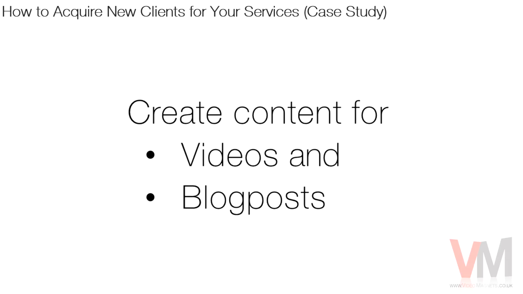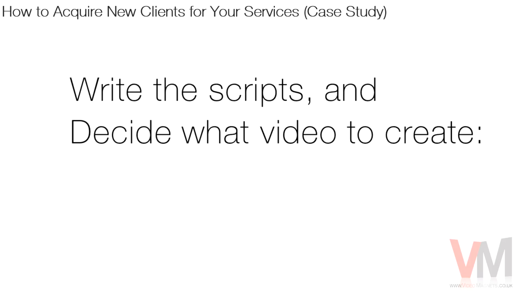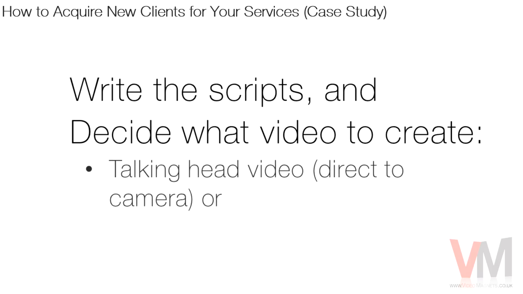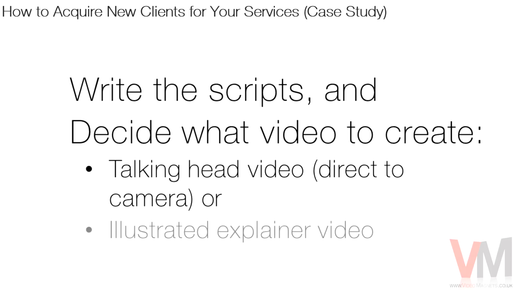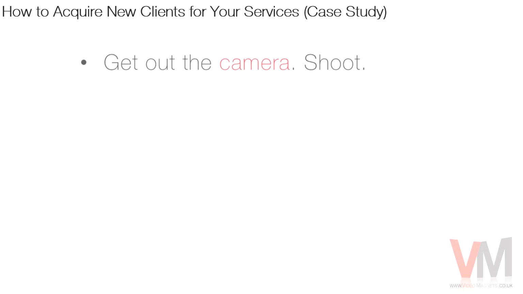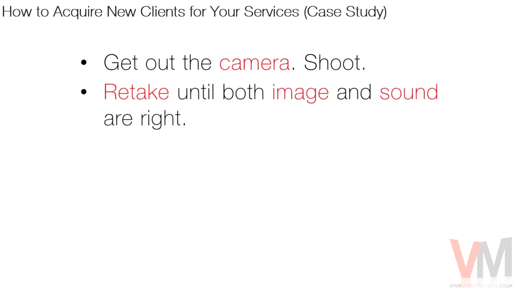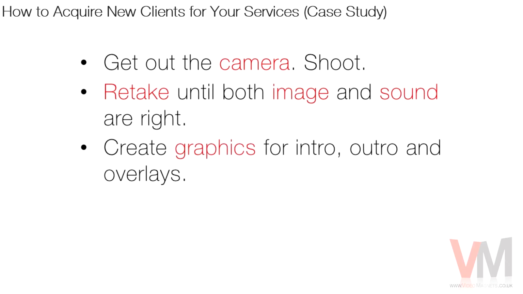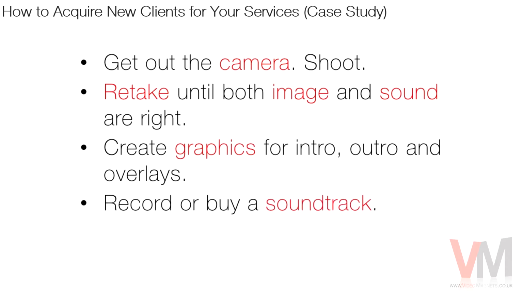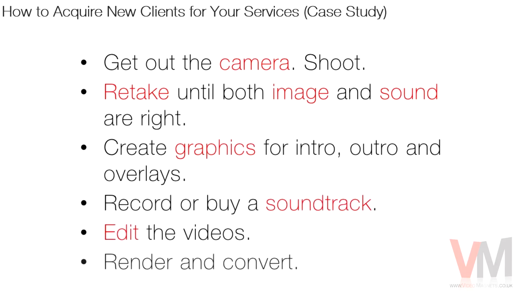We now have the topics and content for changing accountants. We now need to write the scripts and decide what videos to create. Either a talking head video direct to camera or an illustrated explainer video. Here are the steps for a talking head video, and I'll go through it quite rapidly. Get out the camera, shoot. Retake until both image and sound are right. Create graphics for intro, outro and overlays. Record or buy a soundtrack. Edit the videos, render and convert. That's the steps for the talking head video.